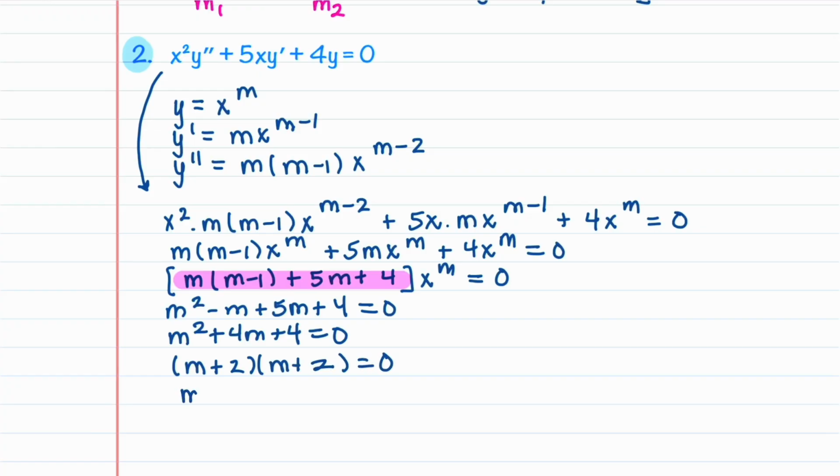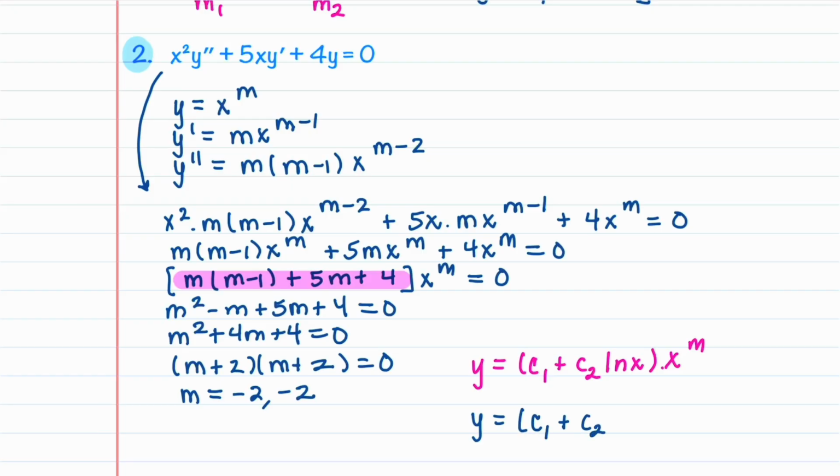So we're going to get a repeated root. m is equal to minus 2 and minus 2. When we have a repeated root, the solution takes the form y is equal to c1 plus c2 natural log x times x to the m. So our solution is y is equal to c1 plus c2 natural log x times x to the minus 2. And there's our solution.